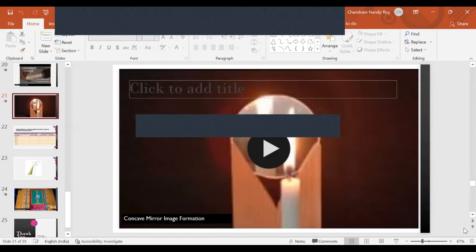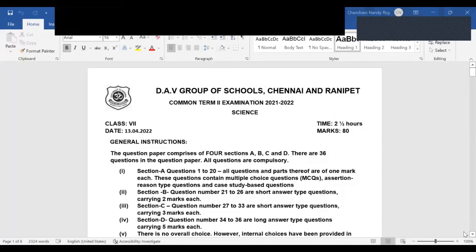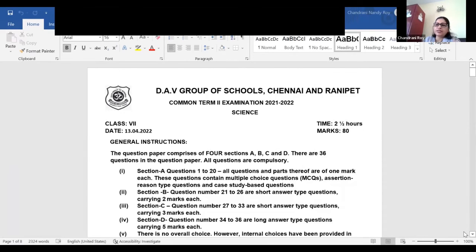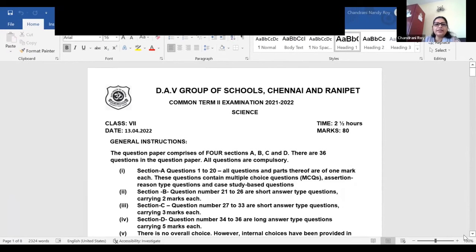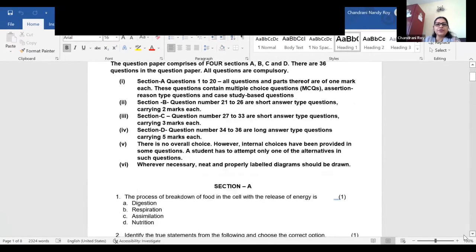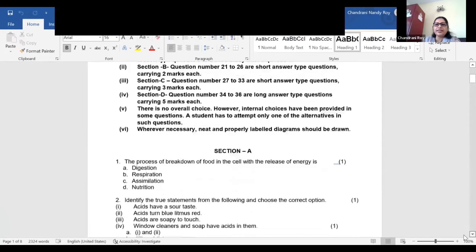Let me very quickly share a question paper with you, because going through an 80-mark question paper takes a lot of time, but I'll run through it so that you can have a fair idea of how we may go about framing questions. Are you able to see my screen, teachers? Yes, ma'am, visible. So this is a question paper that we had for the last exam, which was the term 2 exam. And we have, of course, designed it as per CBSE guidelines.